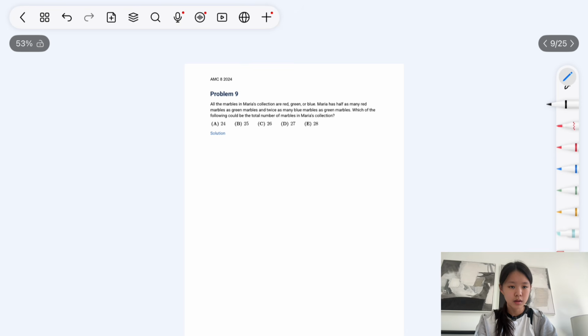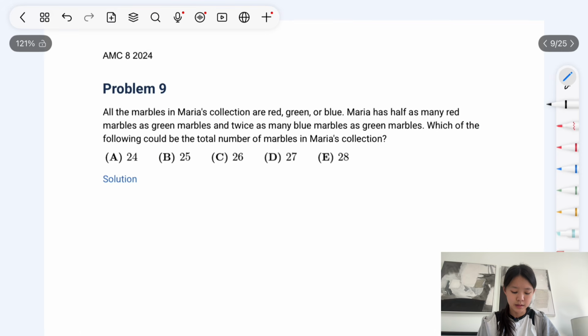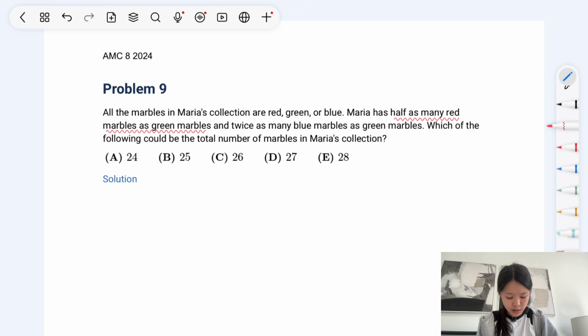Problem 9. All the marbles in Maria's collection are red, green, or blue. Maria has half as many red marbles as green marbles, and twice as many blue marbles as green marbles. Which of the following could be the total number of marbles in Maria's collection?